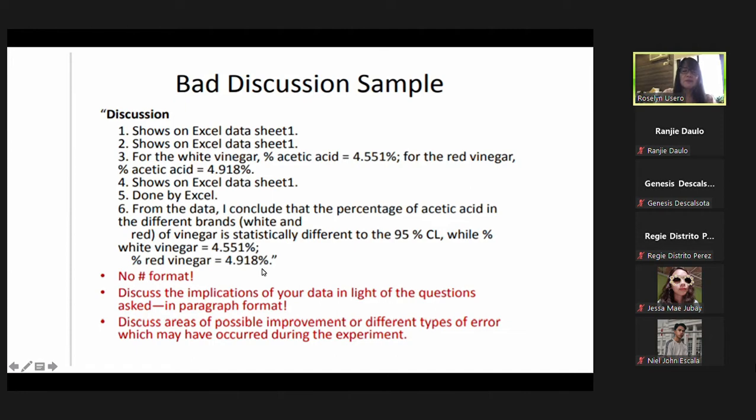Next, discuss the implications of your data in light of the questions asked. Dapat paragraph format. What else? Discuss areas of possible improvement or different types of error which might have occurred during the experiment. So, be observant. Ano ang possibility nga may mga slight errors? And I would require you to also list the random and the systematic errors that might be affecting the results also during the course of the experiment.